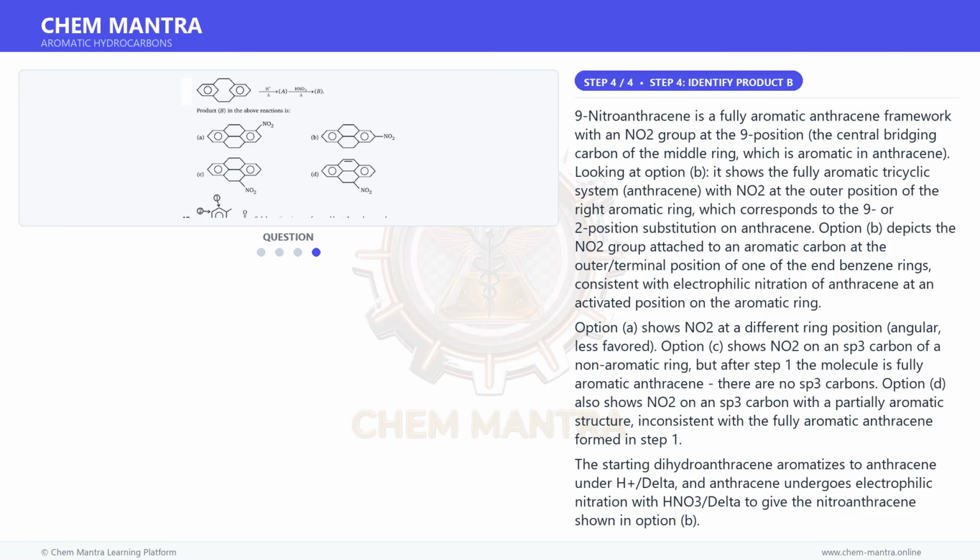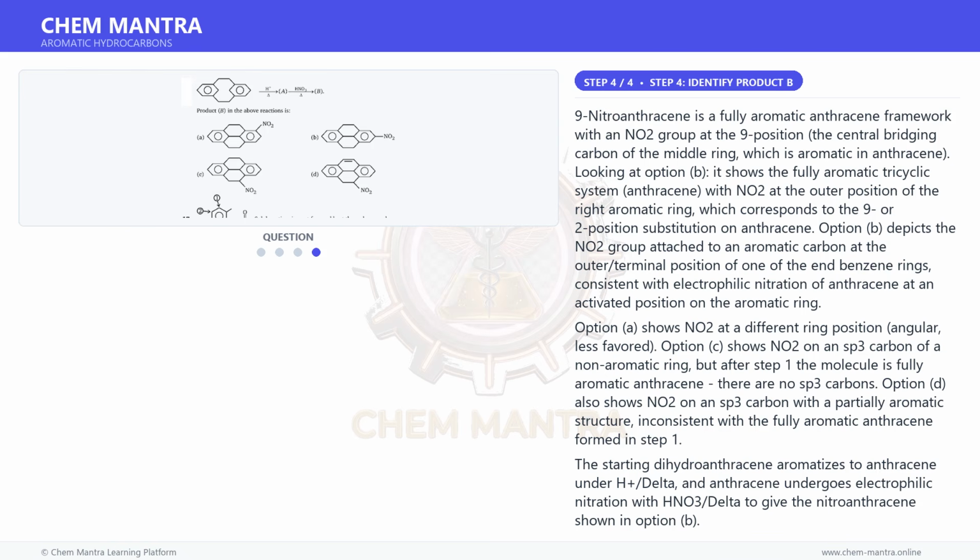And for the final step, 9-nitroanthracene is a fully aromatic anthracene framework with an NO2 group at the 9 position, the central bridging carbon of the middle ring, which is aromatic in anthracene. Looking at option B, it shows the fully aromatic tricyclic system, anthracene, with NO2 at the outer position of the right aromatic ring, which corresponds to the 9 or 2 position substitution on anthracene.